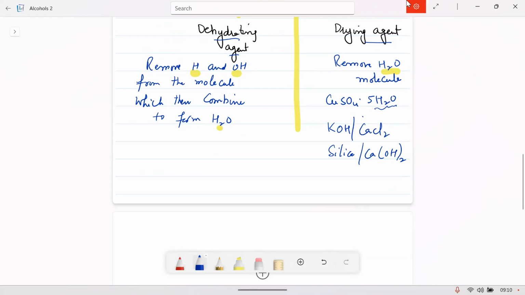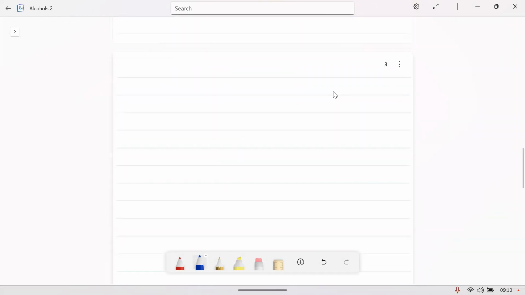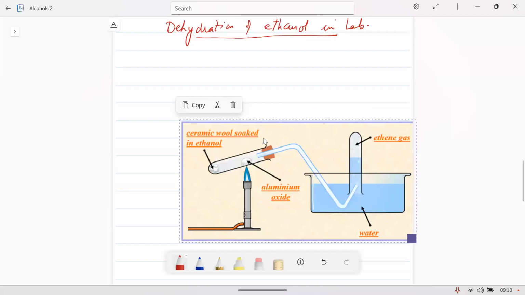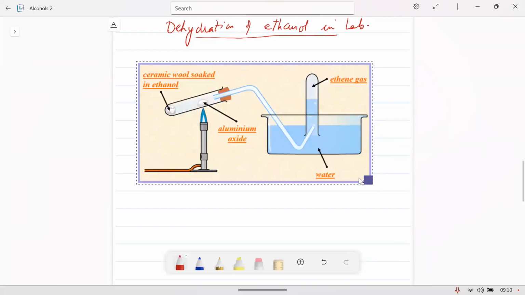Now, there are also questions about how you carry out the dehydration of alcohol in the lab. Dehydration of alcohol, or to be more specific, let's say ethanol. Dehydration of ethanol in the lab. Basically, the examiner wants to see the setup. So this is the way you set up in the lab.